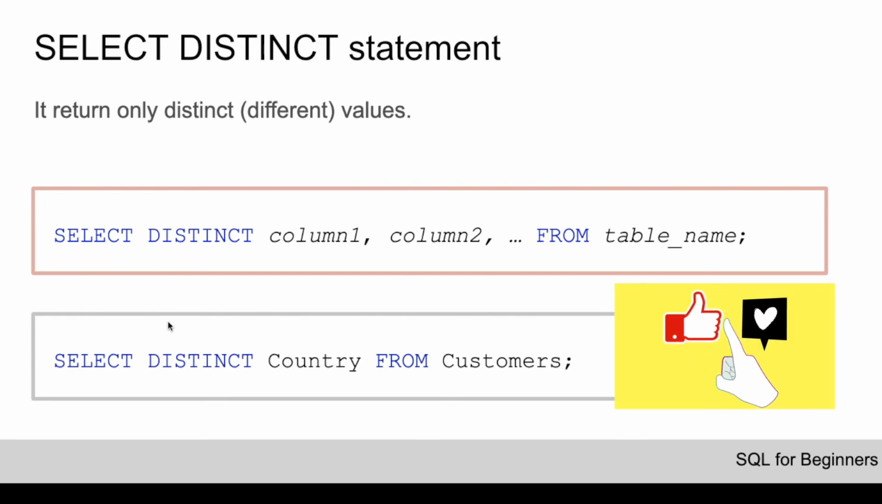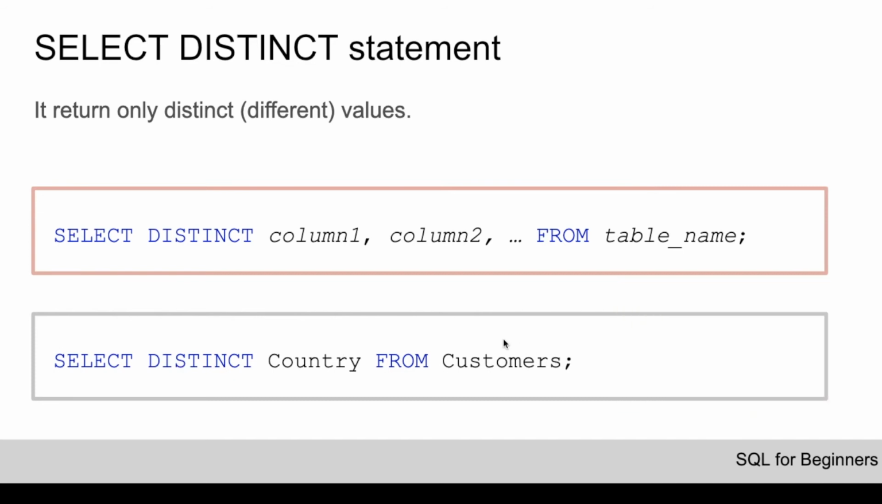Here let's look at the example. Select distinct country from customers. So we are getting non-duplicate values of the country column from the customers table. It's pretty easy, and let's jump into our SQL Live.